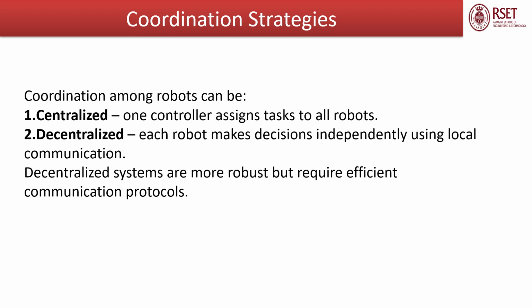Coordination strategies. Coordination can be centralized or decentralized. In a centralized system, one controller assigns the tasks to all robots. This simplifies coordination but creates a single point of failure. In a decentralized system, each robot makes decisions independently. They communicate locally. Decentralized systems are more robust but require efficient communication and distributed algorithms. Modern swarm robotics often uses decentralized control.